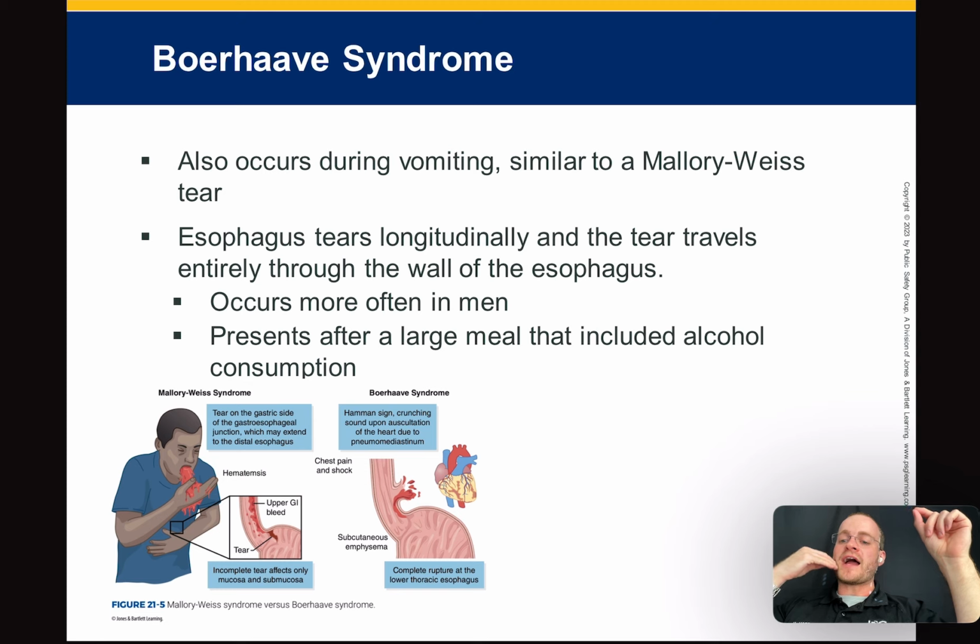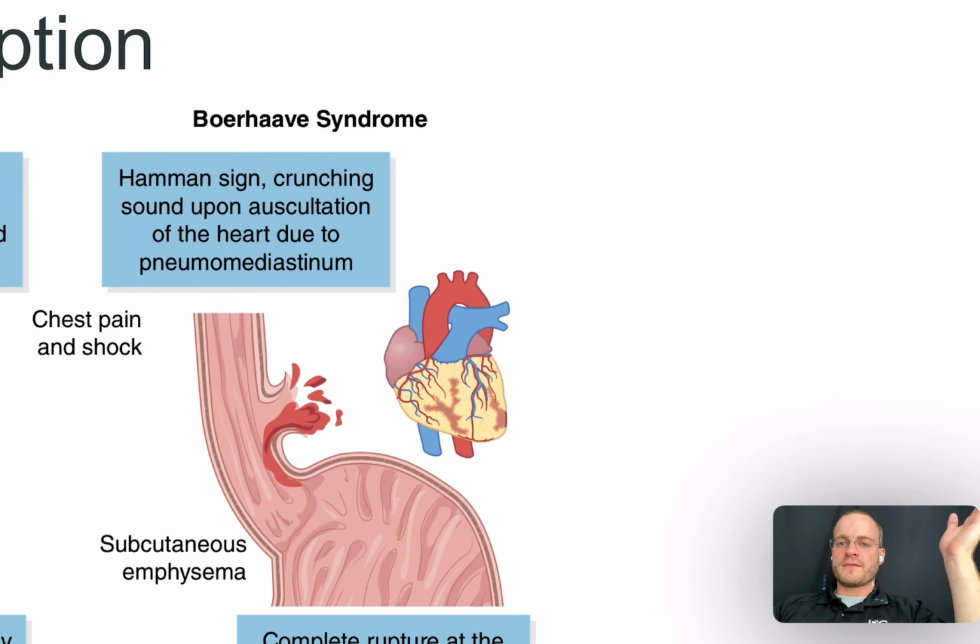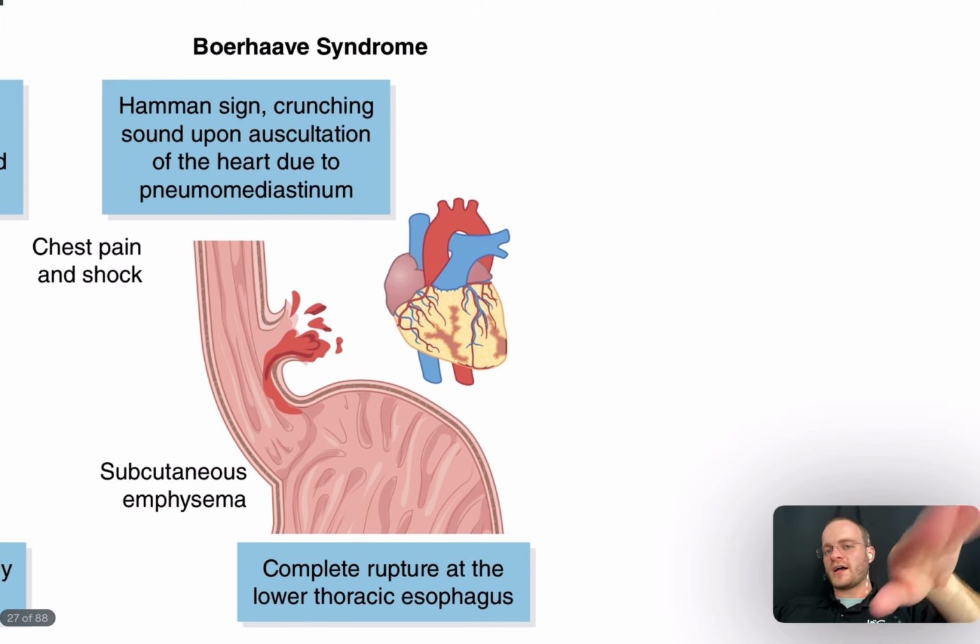Okay, so as you can admit, it's a complete rupture of the esophagus. So Boerhaave syndrome is much, much, much worse. And so what happens is they will obviously have shock, right? And they could be vomiting blood, right? And so you could also end up with like a subcutaneous emphysema, right?